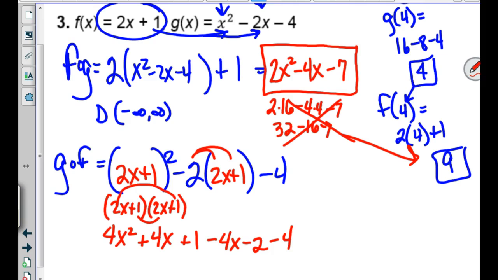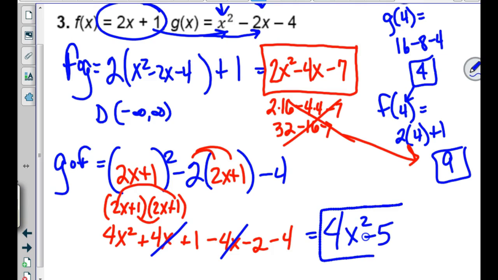Okay. So all that simplifies down to 4x squared, minus 5. Did anybody get that? 4x squared plus 4x plus 1 minus 4x minus 2 minus 4. Everybody agreeing? Where the domain is all real numbers. Somebody got a question? Do you have a question? Good.